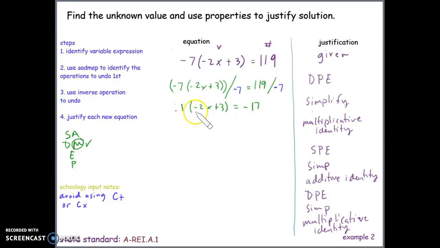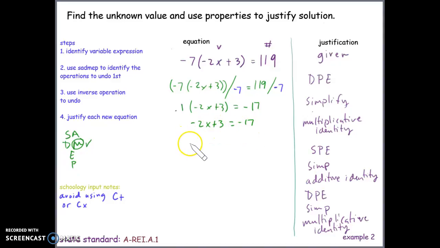And we know that 1 times the parentheses is just what's inside the parentheses. So we can drop the parentheses and say negative 2x plus 3 equals negative 17 because of the multiplicative identity. Now it is saying, okay, you are subtracting something to both sides. Well, we see that the number is being added. This 3 is being added.